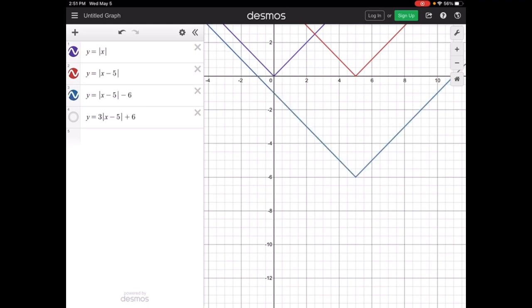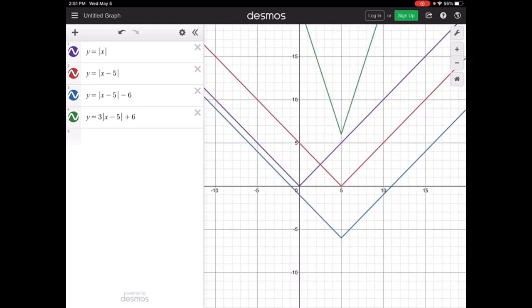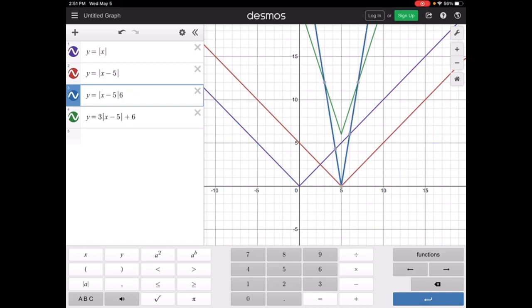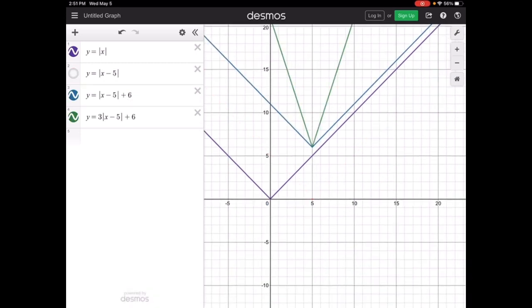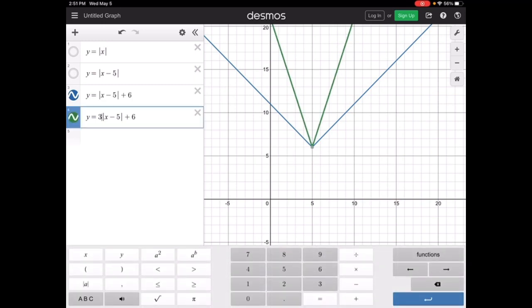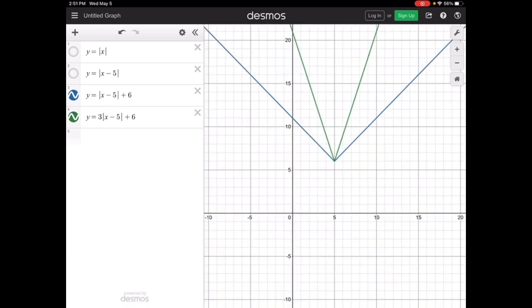Lastly, I'm looking at y is equal to 3 times the absolute value of x minus 5 plus 6. So if you can look at that graph in green, you will see that compared to this blue line, this green line is way steeper. So it's a very similar function, except now that we have that coefficient in front of that absolute value function, we have an a value that's greater than 1, right? So if you raise the a value, the steepness or the slope increases. Or if you lower the a value, then the steepness or the slope decreases.